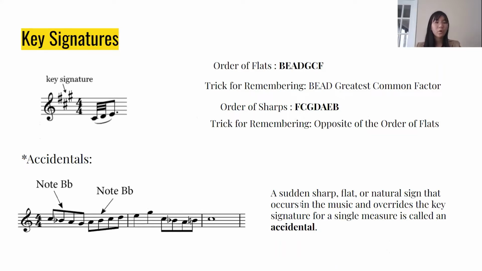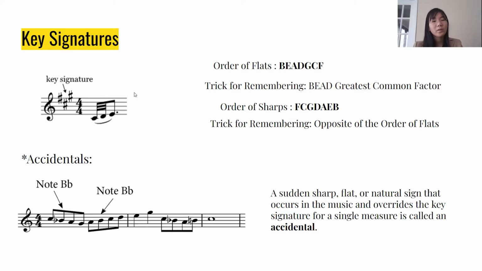Okay, so going on to key signatures. If you notice the order of everything, it's always the clef, the key signature, and then the time signature. So the key signature is here. In this case, there are 3 sharps. So here it's F sharp, C sharp, and G sharp.